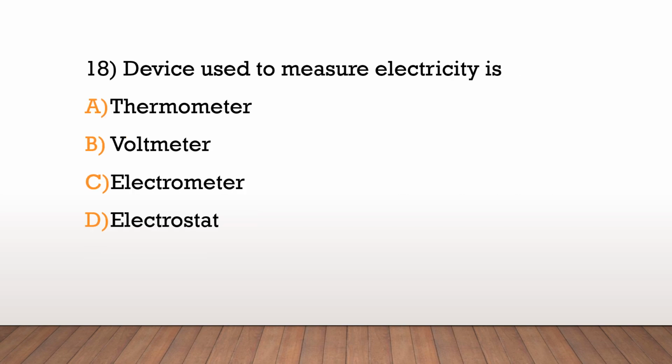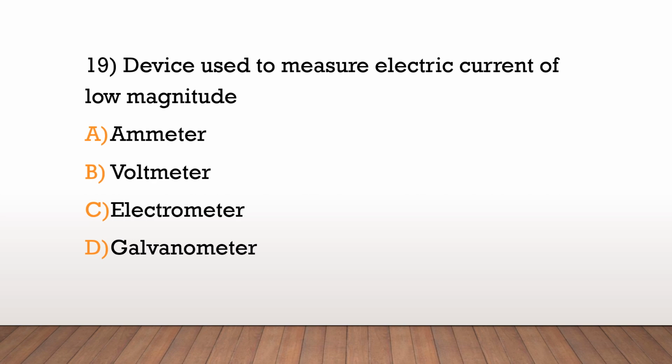The next question is, device used to measure electricity is A. Thermometer, B. Voltmeter, C. Electrometer, or D. Electrostat? The correct answer is electrometer. Option A, thermometer. As we all know, it is used to measure the temperature of the human body. Voltmeter is used to measure the electric potential. Electrostat is used to maintain the electricity at a particular set point. So the correct answer is option C, electrometer.